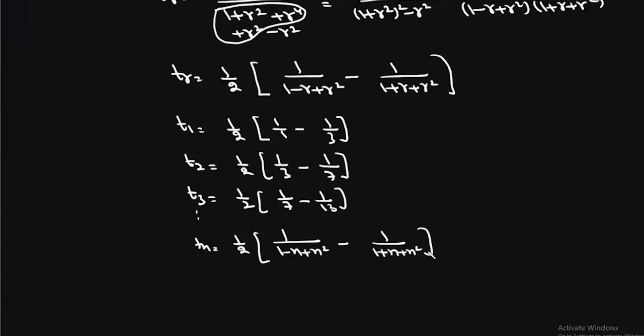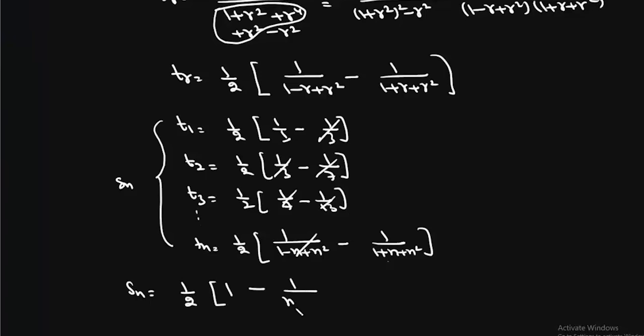Now if we add all these terms, we'll get sum of first n terms. So Sn is basically sum of t1 plus t2 up to tn. Now if we add them, these successive terms, they'll cancel, and what we're left with is this first term and last term. So this Sn will be 1 by 2 and then 1 minus 1 upon n square plus n plus 1, or simply n square plus n upon 2 into n square plus n plus 1. And that is the answer to this question.